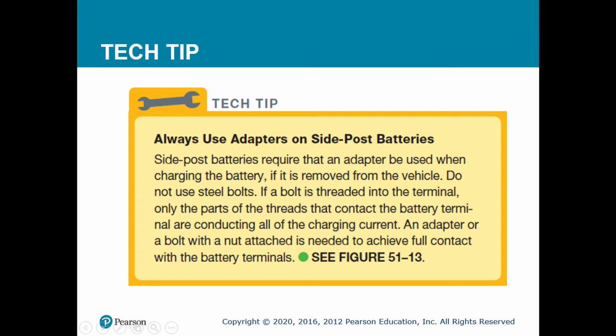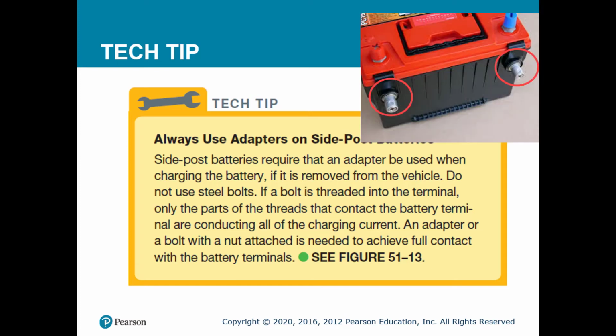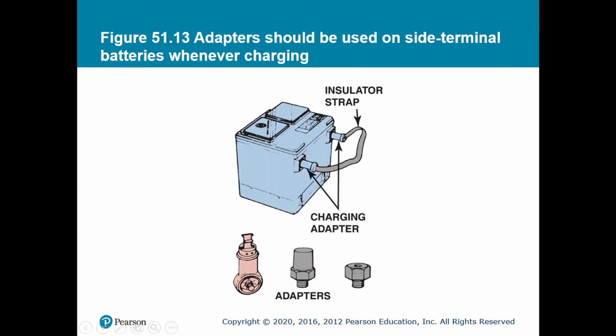As far as side post batteries, when you remove them from the vehicle that they're installed in, the actual terminals themselves are flush with the case of the battery. So as far as side post batteries, you're going to have to use an adapter. And you want to use the adapter that comes with it. So here's an example of an adapter. You don't want to use steel bolts, because steel bolts can actually strip out the little lead thread linings. So you want to use these adapters whenever you're doing any type of charge with these. Very important that you do that.